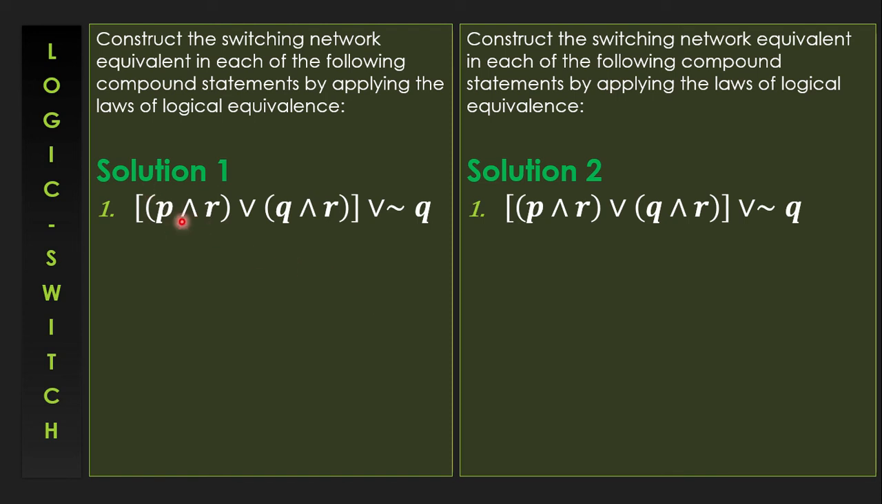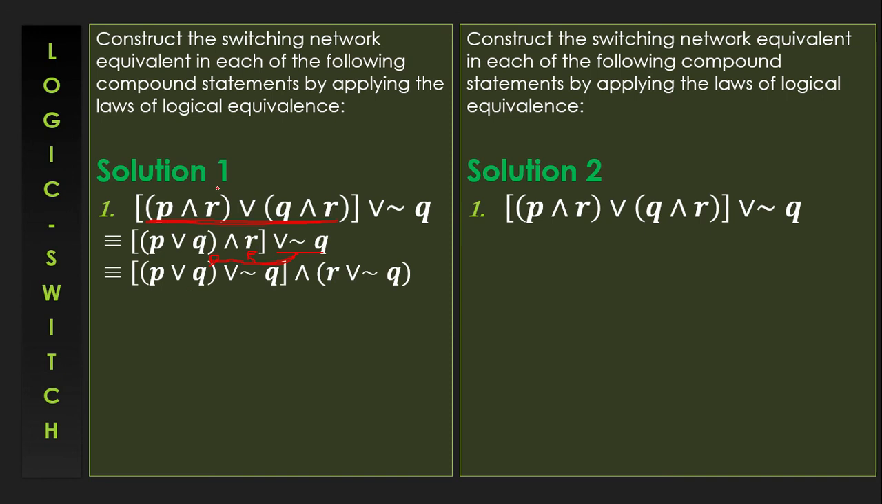In solution number one, we will focus on those inside the grouping symbols. So this part here, if you recall the distributive property, we can simplify this part to this one. Please check your table regarding the laws of equivalence. Then the result should be this. Since we cannot simplify this anymore, what will we do? We can distribute Q here and here, and the result will be this one.